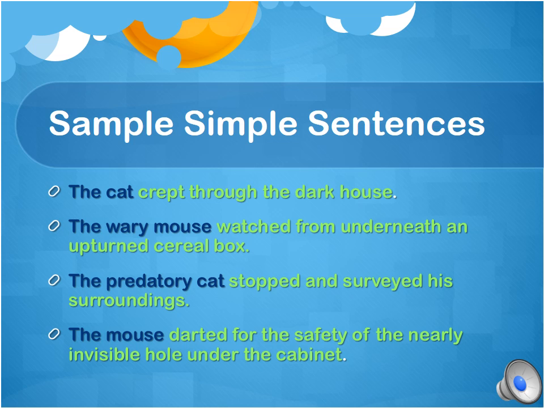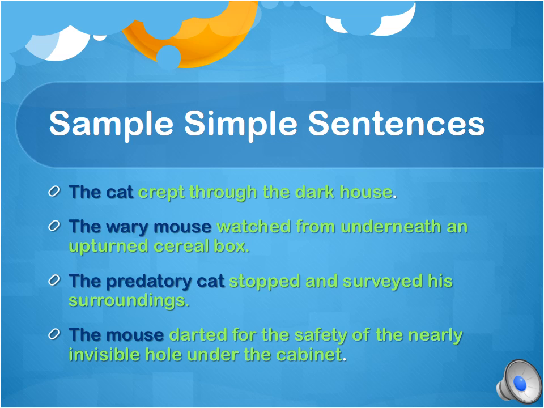And I have highlighted in different colors our subject and our complete predicate. So if we take a look at it, in blue we have the cat, and our predicate in green, crept through the dark house. So even though this is kind of a lengthier sentence, it is still a simple sentence because it expresses one complete thought.